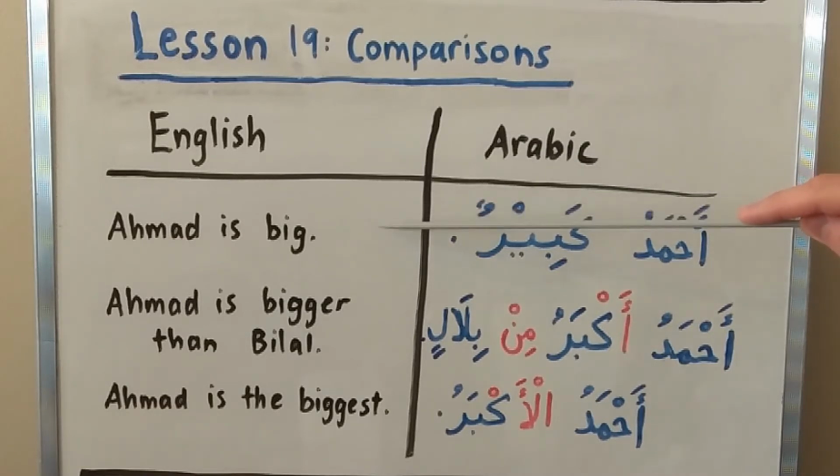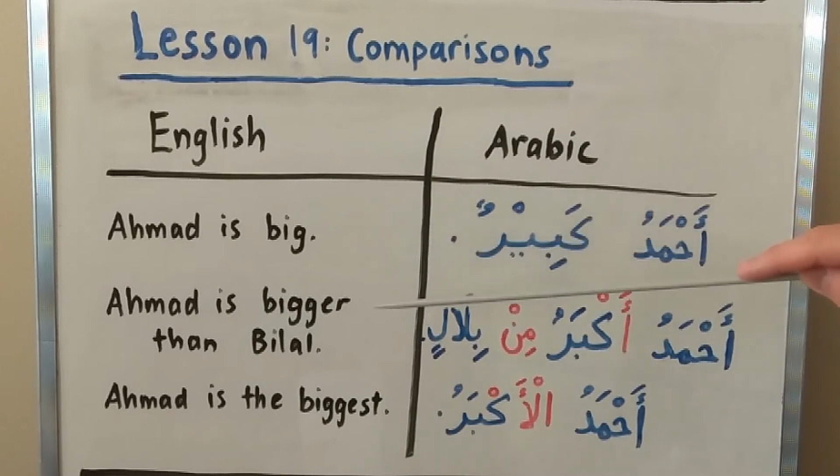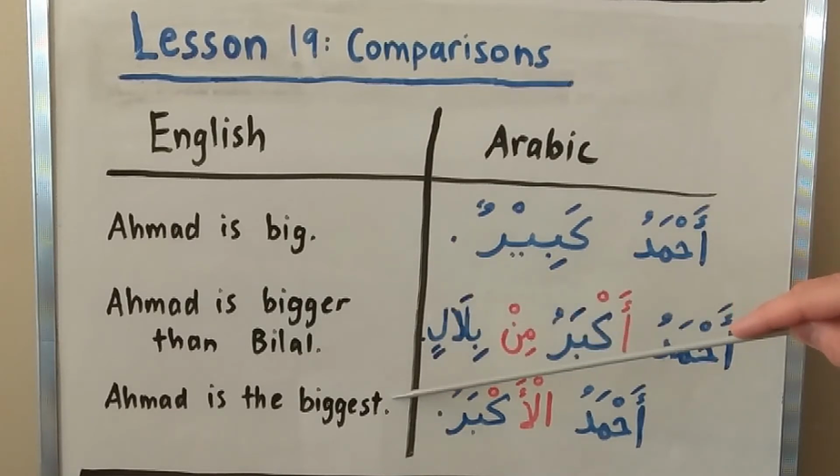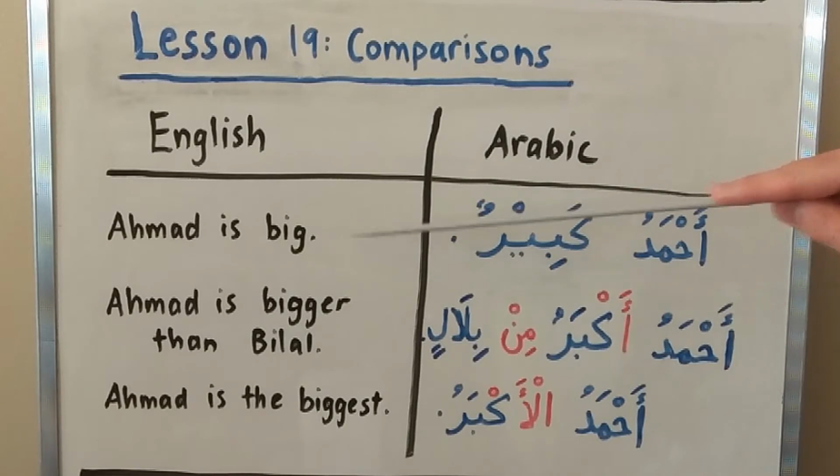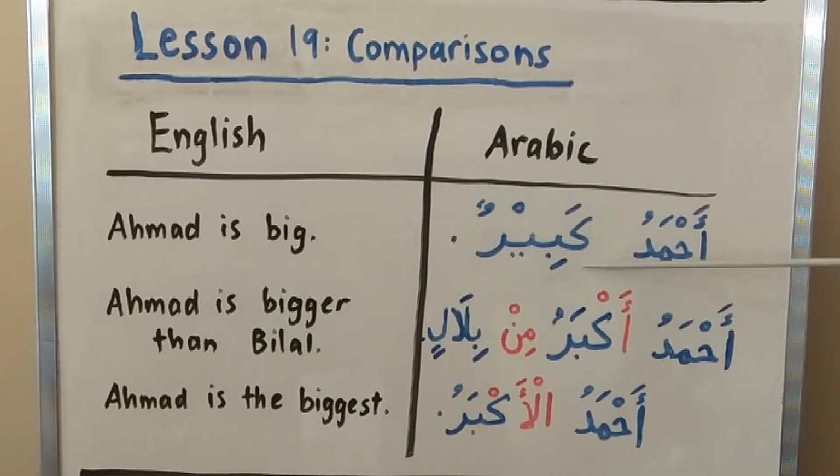Well, let's take a look at English. In English, we could say that Ahmad is big, to start off with. But to compare with Bilal, we might say Ahmad is bigger than Bilal. And the superlative case, or the maximum case, we'd say Ahmad is the biggest. Now, how did this work in Arabic? The word for big in Arabic is kabir. So, Ahmad is big would become Ahmadu kabirun.